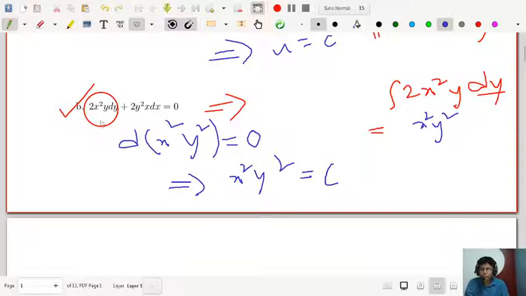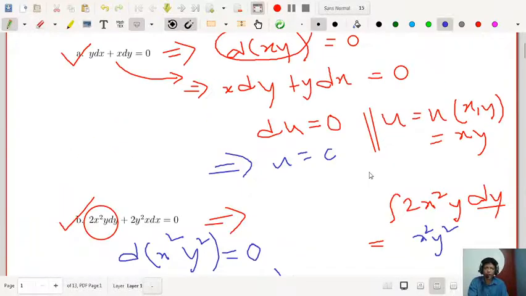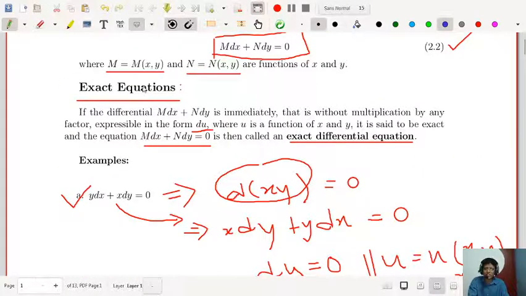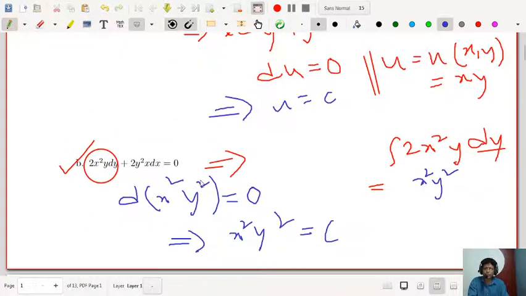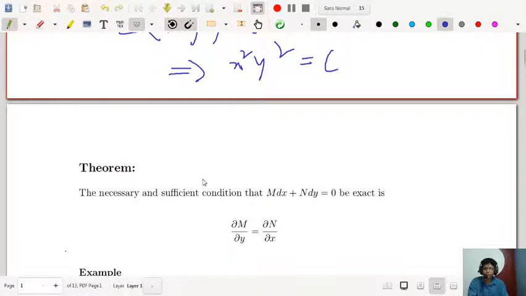In the second case also you have seen that without any multiplication factor the equation can be expressed in the form d of x square y square equal to 0, and that is nothing but your x square y square equal to c. Okay, so this is the concept and definition of an exact differential equation, and a few examples on that. Let us apply it in a problem.